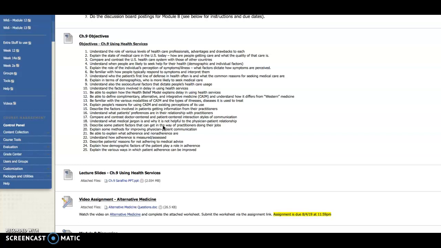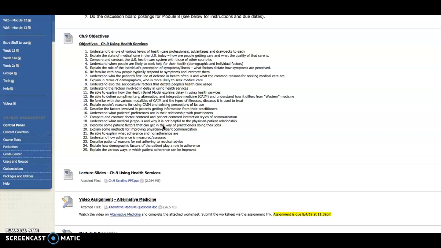Then we'll start taking a look at how people seek help for their health. When do they seek help? How do they seek help? And so that sort of brings into play a lot of demographic and individual factors that we'll be taking a look at. We'll also explain the role of an individual's perception of their symptoms or of their illness. So a person may be ill, but it's really how they perceive their illness that affects what they do about it, i.e. whether or not they seek care or how they seek care.